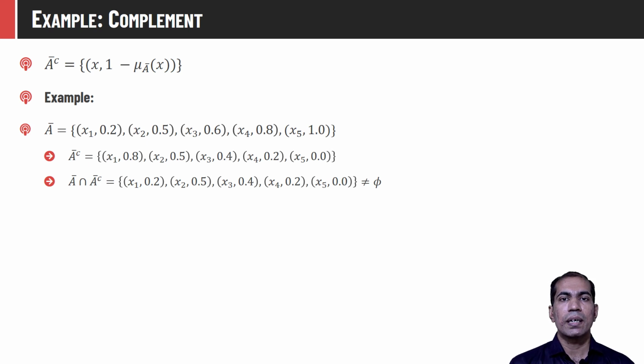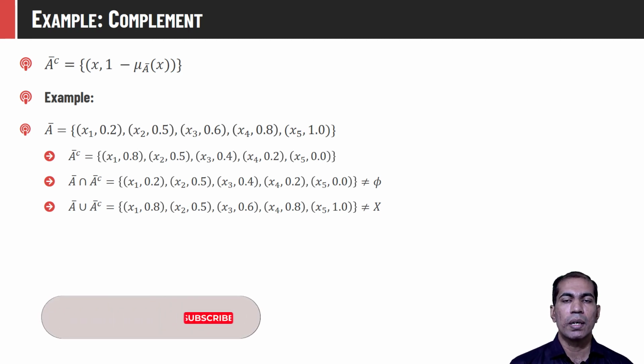And you can observe that most of the elements have non-zero membership value, and hence this is not a null set. And if we compute A bar union A bar complement, the union operation will select the maximum membership from the two sets. So that would be x1 0.8, x2 0.5, and so on. And again, we can see that not all elements have membership value exactly 1. So this is not equal to the universe of discourse, because all the elements in the universe have membership value exactly 1.